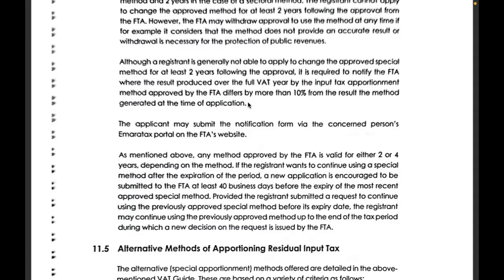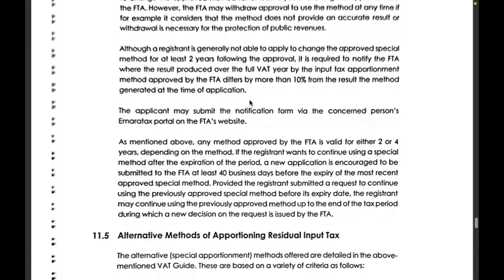So what is the meaning of this? If you had used the standard method, the normal method of creating a ratio between the input tax related to taxable supplies divided by input tax related to taxable and exempt supplies. This is the standard method. Under this method, whatever recoverable tax was appearing, we have to compare with another thing. What is that other thing? The tax that is now being recovered by the taxable person when they use that alternative method. If because of that alternative method, the difference exceeds 10%, up to 10% you don't need to notify FTA, but if the difference is more than 10%, then the taxpayer has to notify FTA.